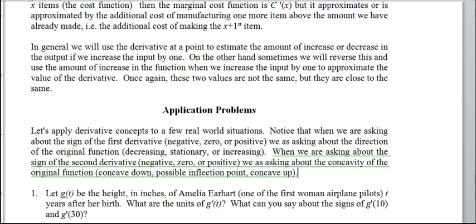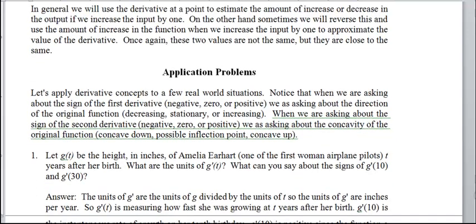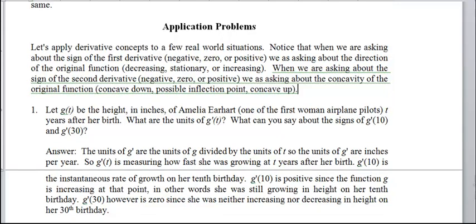Well, the units of G prime of t are the units of G divided by the units of t. So since G is measured in inches and t is measured in years, the units of G prime of t are inches per year. Per means divided by. So what is G prime of t measuring? It's measuring how fast she is growing t years after her birth, in inches per year.